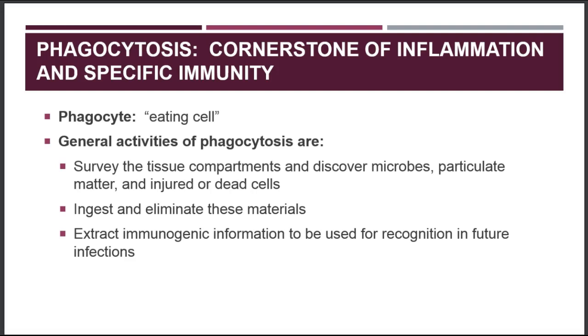Then they're going to ingest those materials. So if the phagocyte recognizes a cell or some kind of particulate matter that is not self, it's going to ingest it, and phagocytes possess a number of chemicals that will help to break down and eliminate those materials. The other thing that phagocytes are going to do is extract immunogenic information from these foreign bodies, and display them so that they can be used to recognize those structures in the future.